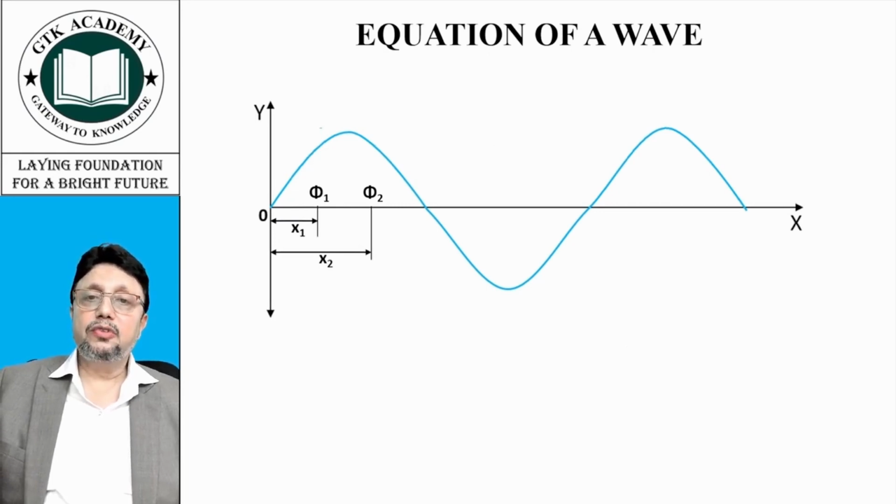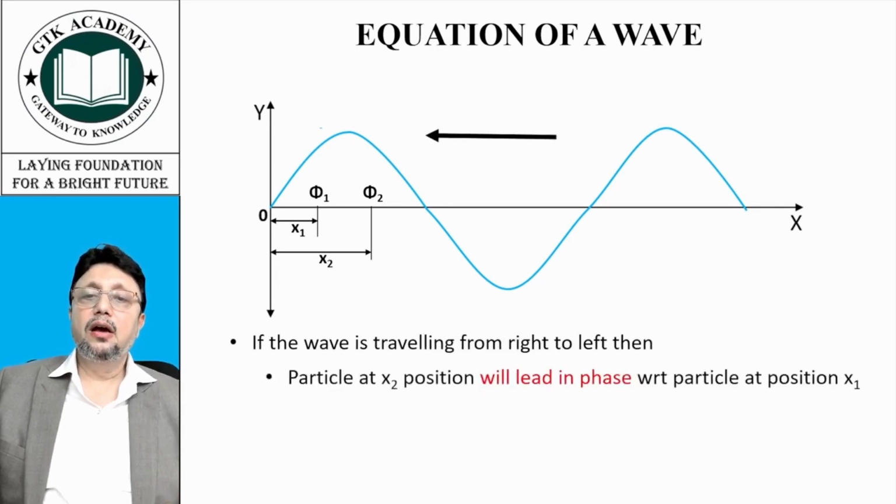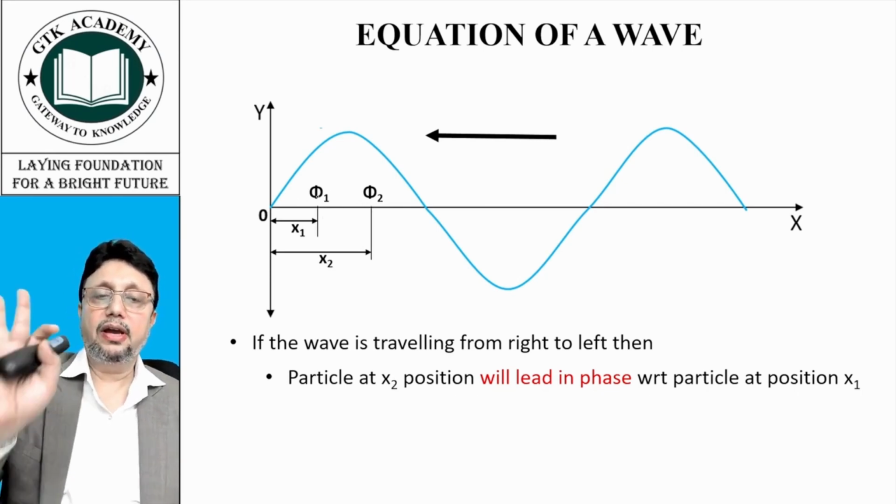But if the wave is moving in the reverse direction, from right to left, then the particle at position x2 will lead in phase with respect to the particle at position x1, because the wave is going to first touch this particle and then it will come to the one at position x1, right?